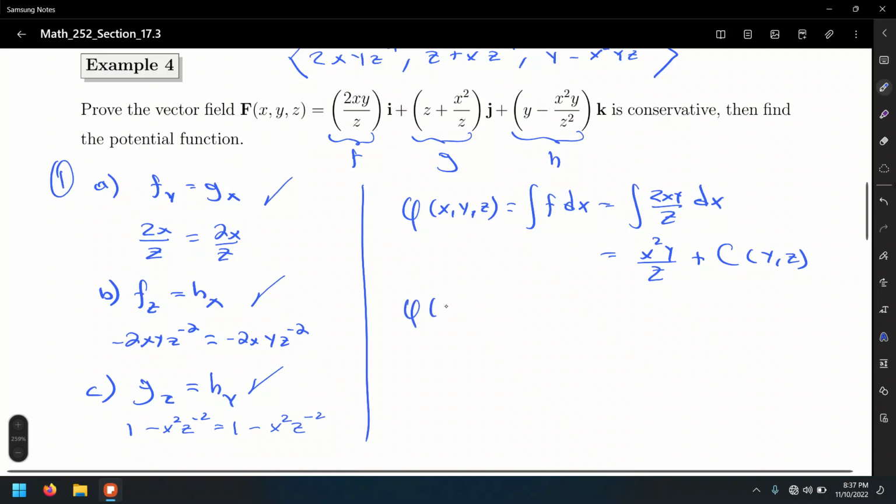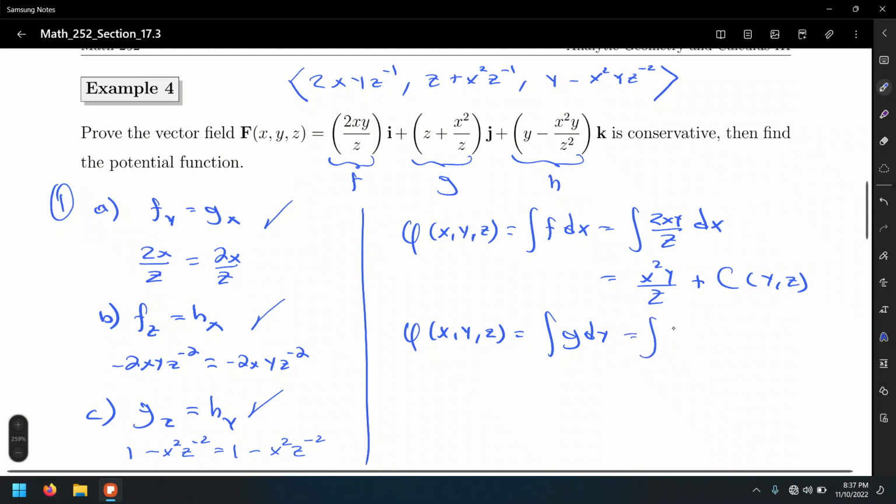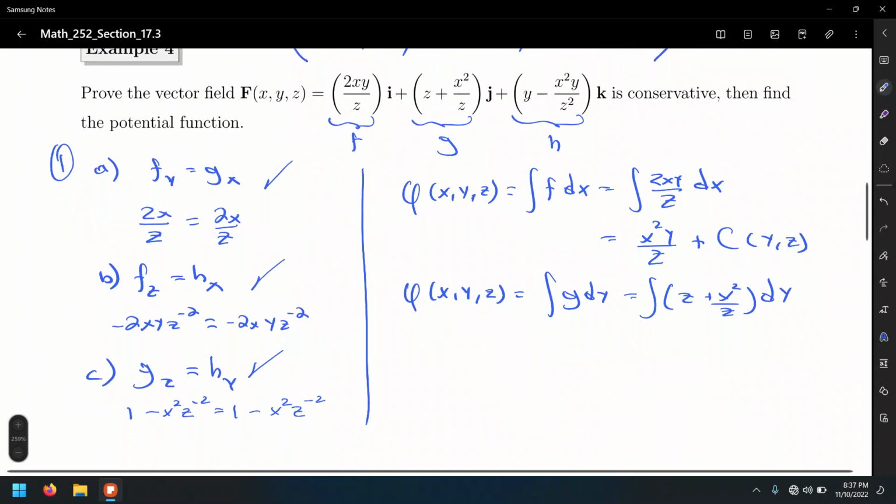Let's do the second partial integration. Phi of x, y, z. In this case, the integral of g with respect to y, that is the integral of z plus x squared over z with respect to y. We don't have to do any weird integration in this case because everything is x and z. So that's just going to be yz plus x squared y over z plus some constant that depends on x and z.